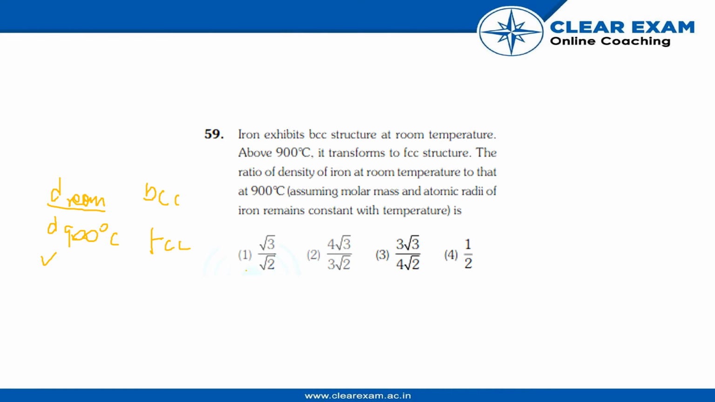Now looking at the first and second options, the numerator is greater. So these two options are clearly taken away. The solution is among this and this. Here denominators are greater than the numerators.